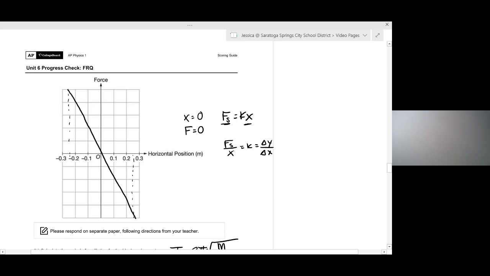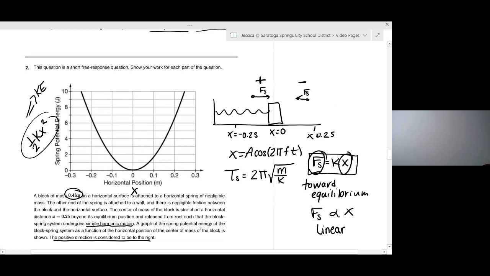So maybe I can use the spring potential energy graph, because spring potential energy has that k value in it as well. I see that at a position of 0.25, the spring potential energy is 10 joules. So I can use the equation for spring potential energy to help me find k. So 10 joules is 1/2 k, 0.25 meters squared.